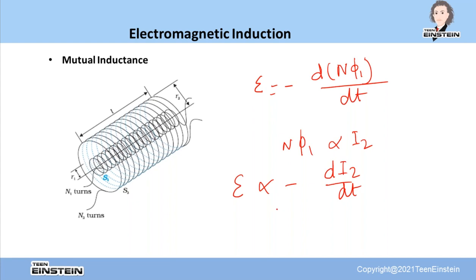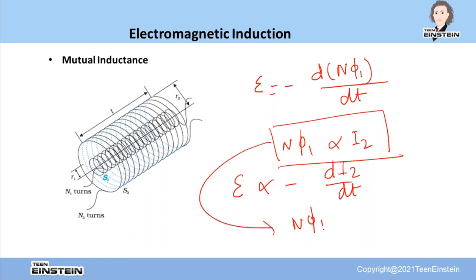Okay, this I can write. Now if I want to remove this proportionality constant, from here itself I can remove it. So n phi 1 is proportional, and if I remove the proportionality sign, there must be a proportionality constant. This is actually denoted as M12 I2. So this proportionality constant is called mutual inductance.